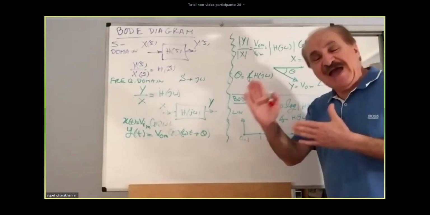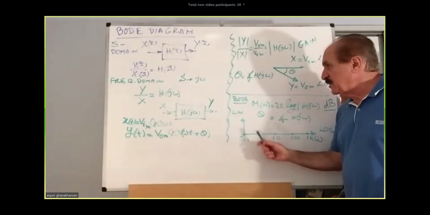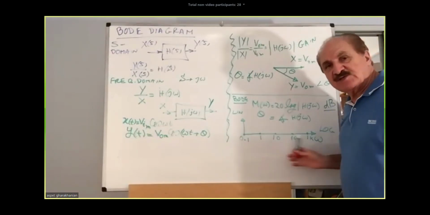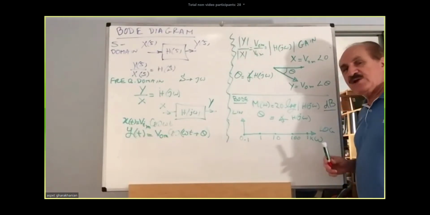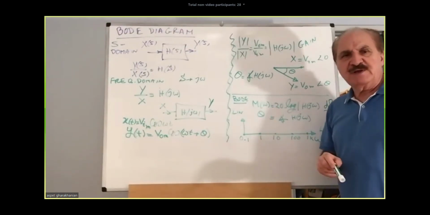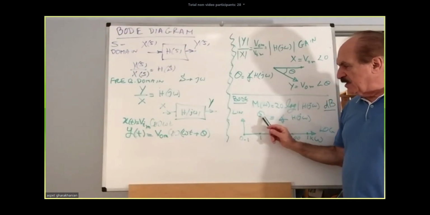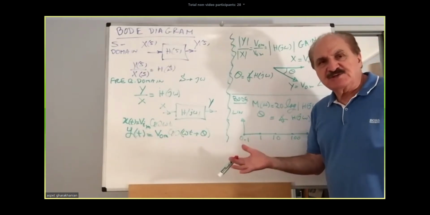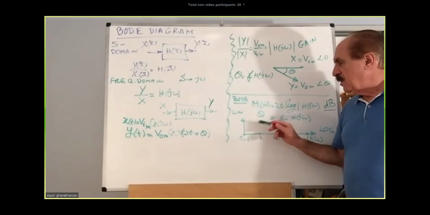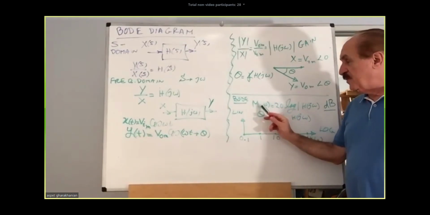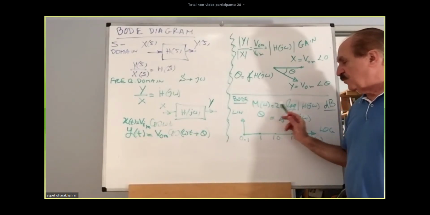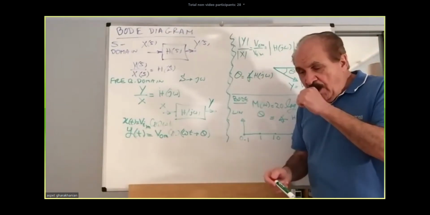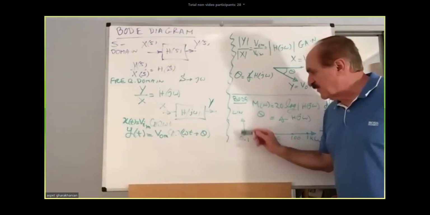The choice of the axes for this plot will be, for both of them, linear against logarithmic scale. The horizontal scale will be logarithmic, but the vertical will be linear. In the case of the angle, the vertical ordinate will be in straight degrees. But in the case of magnitude, M of omega, the vertical will be in units of decibels.